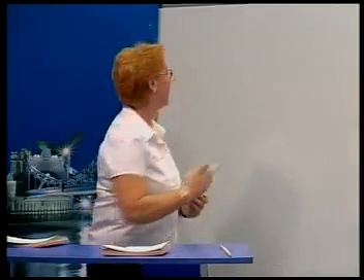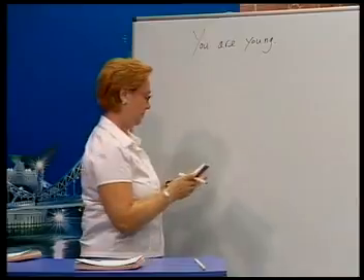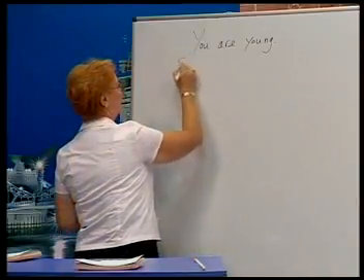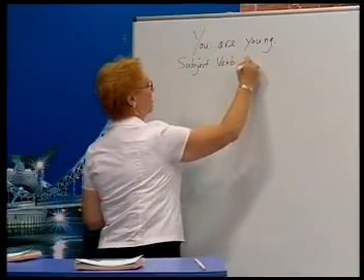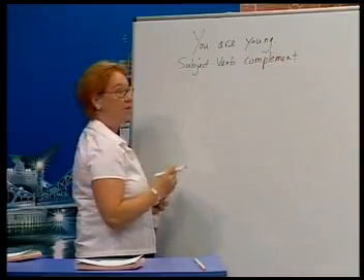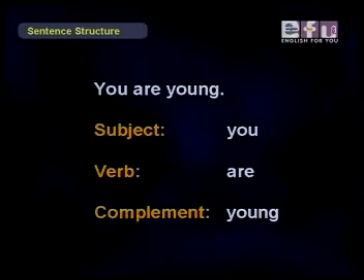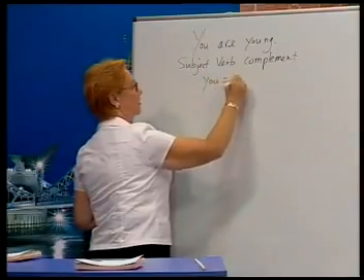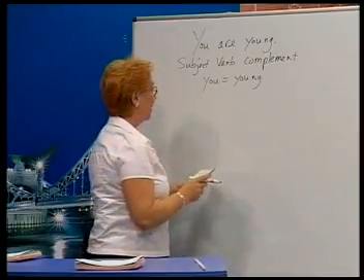Now, before, we saw this sentence. You are young. And these are the parts: subject, verb, and complement. And remember, you are young. Subject, verb, complement. Because you, are, young. You are young.